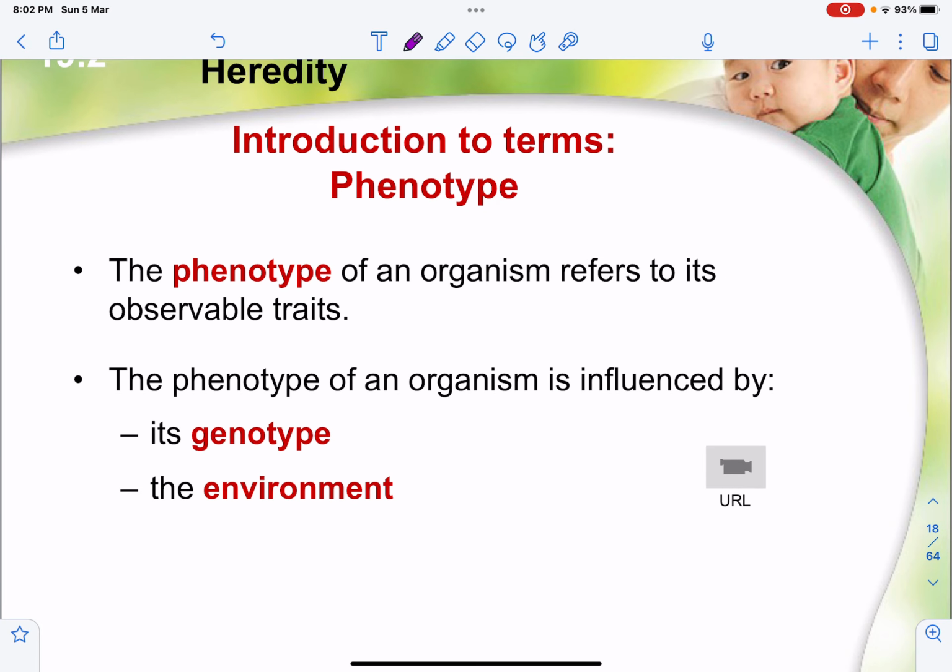So the phenotype of an organism refers to the observable traits, and the phenotype of an organism is usually influenced by two things: the genotype and the environment. So genotype is mainly the genes. The environment is mainly external factors like the sun. If you put yourself under the hot sun every day, your skin will be very toned and dark. Okay.